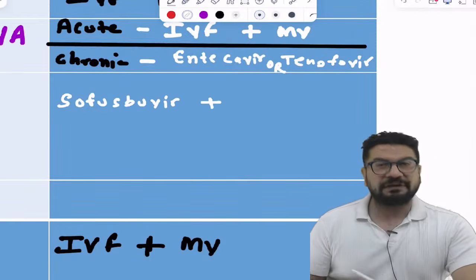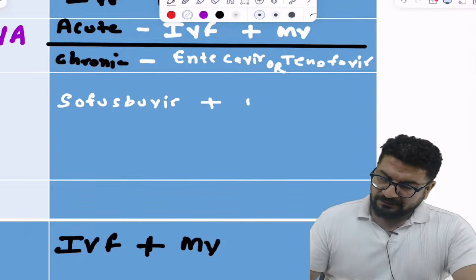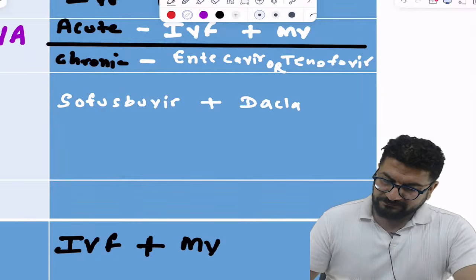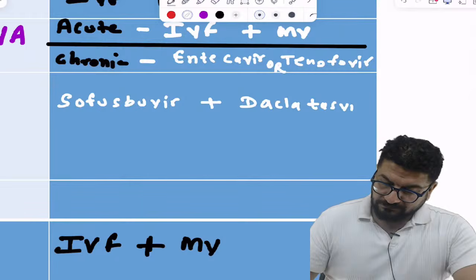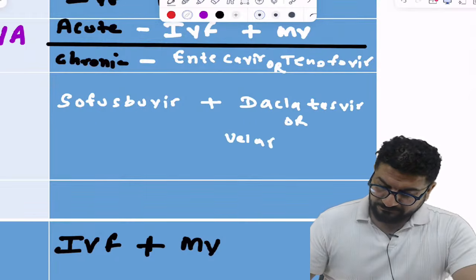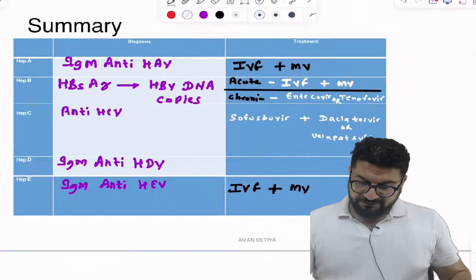Sofosbuvir plus daclatasvir or velpatasvir. Now coming to hepatitis D.